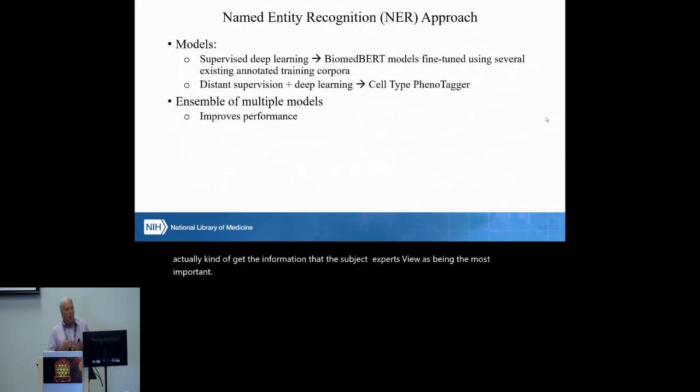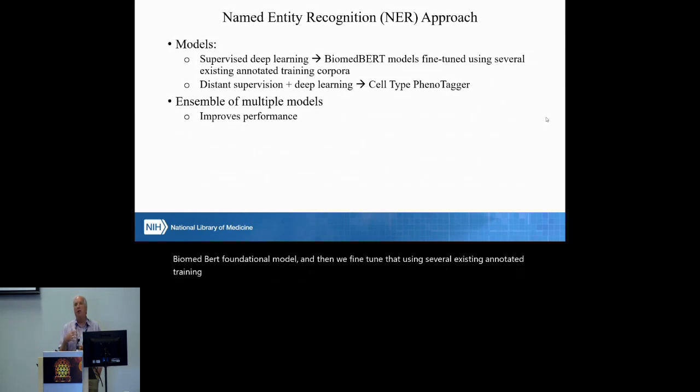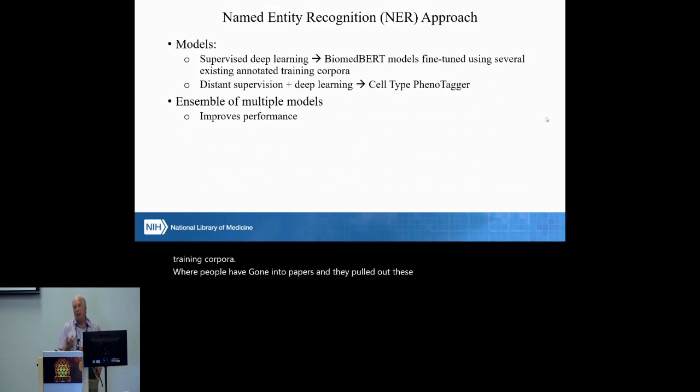So we wanted to start out with the named entity recognition to be able to identify mentions of cell types in these papers. And so we basically took three kinds of approaches. We started out by using a supervised deep learning approach, where we started with the Biomed-BERT foundational model, and then we fine-tuned that using several existing annotated training corpora, where people have gone into papers and pulled out these entities that would be interesting and relevant.